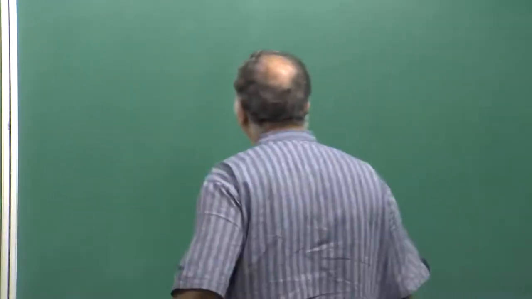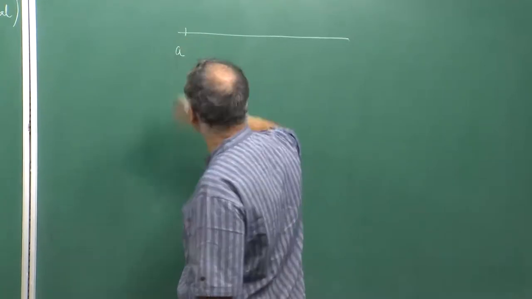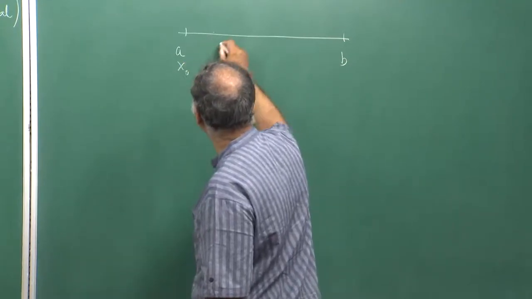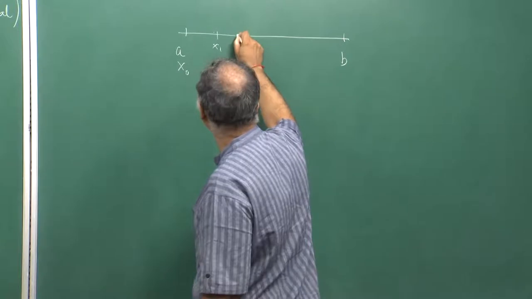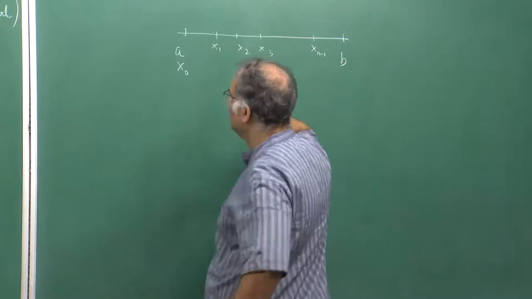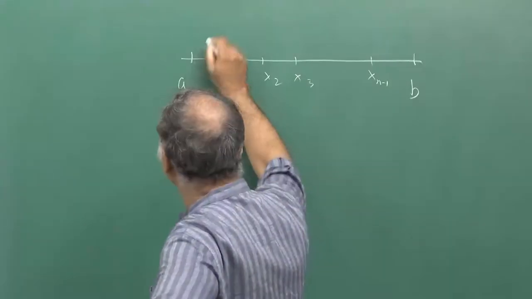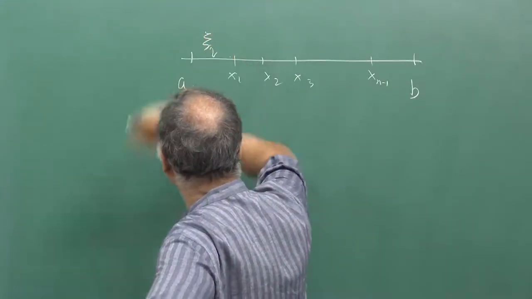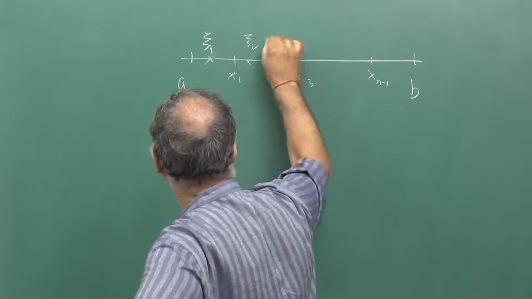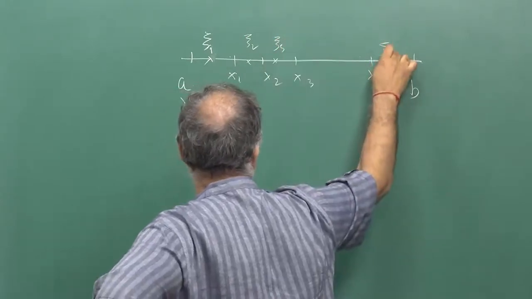So this is a partition P. If I write this as x1, x2, x3, up to xn minus 1, I can start with indexing, right? I can start with ψ1 as one element I choose from here, ψ2 I choose from here, ψ3 I choose from here, ψn I choose from here, and so on.